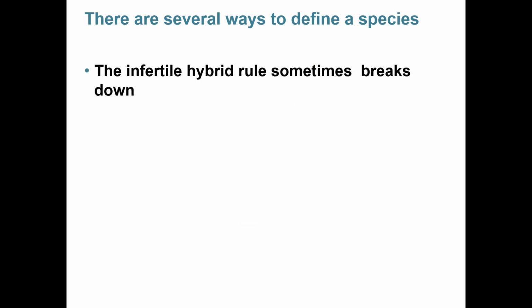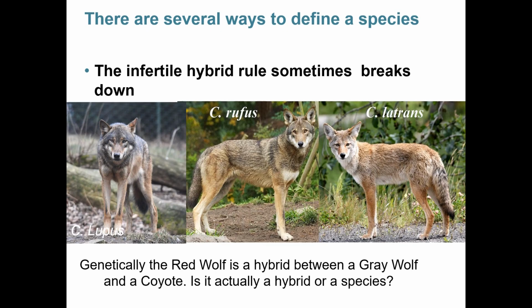One example of that is thinking about wolves. The three canids that you can see in this picture are C. lupus, the gray wolf, C. rufus, the red wolf, and C. latrans, the coyote. These organisms have long been thought to be separate species. Recent genetic research has shown that C. rufus appears to be genetically a hybrid between the gray wolf and the coyote. If it is a hybrid, it's a fertile hybrid, suggesting that gray wolf and the coyote are not distinct species.